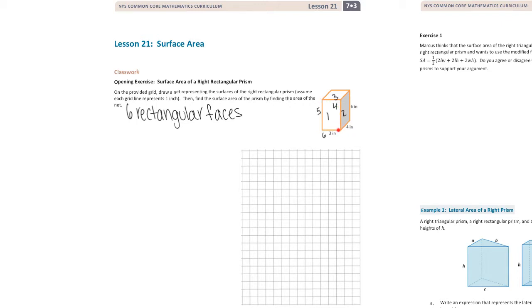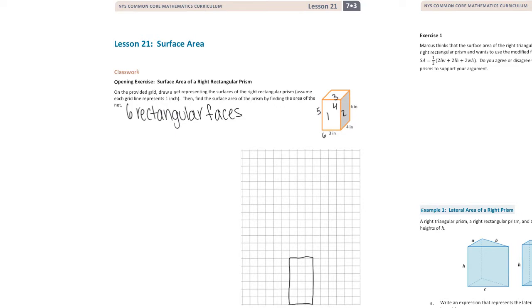So here I know that my base and my height for my first face that I see is going to be 3 by 6. Let's go ahead and put this first rectangle on our graph. So here I have 1, 2, 3, and then I will go up 1, 2, 3, 4, 5, 6. So there I have created my first rectangle.